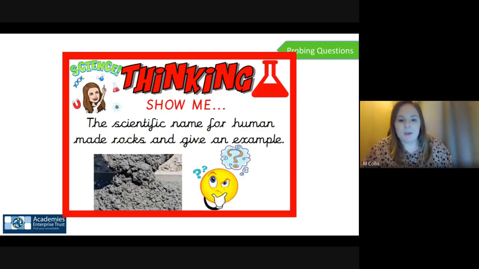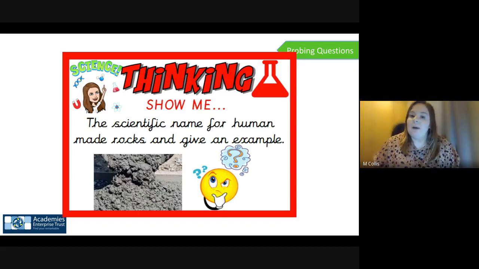You then have another thinking sticker, which says, show me the scientific name for human-made rocks and give an example. So what do we call human-made rocks? What's the scientific name for them? And can you give me an example of one of those? If you need to, go back to the slides to help you. It is all on there to help you.